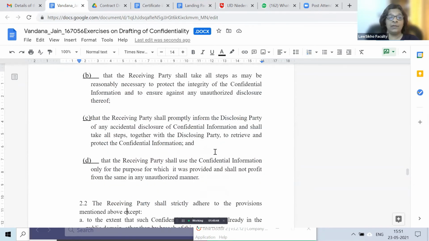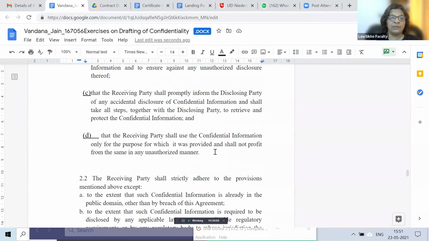any unauthorized manner. This is very important, because just understand this, the investor gets all of this information. Now, even if this transaction does not go through, they can use that information to benefit the other company in which they have put the money, so that the price of the other company will increase. So this is very crucial that you have this clause. They will not profit from it in any unauthorized manner.